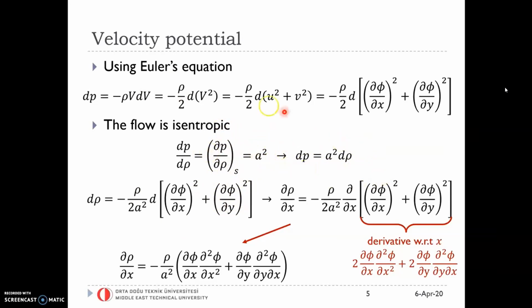So now if I replace this dp with a squared times d rho, then I end up with this equation. And now if I take a derivative with respect to x, so take a derivative of terms with respect to x on both sides of the equation, then I end up with d rho over dx, that's equal to minus rho over a squared times the terms in the brackets.